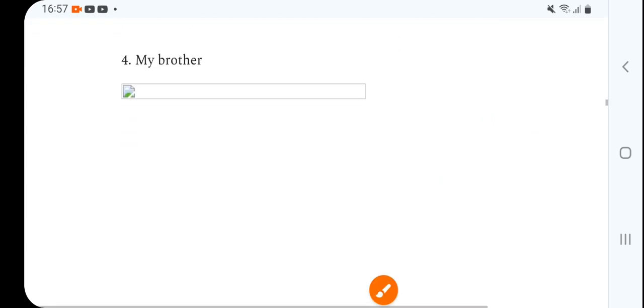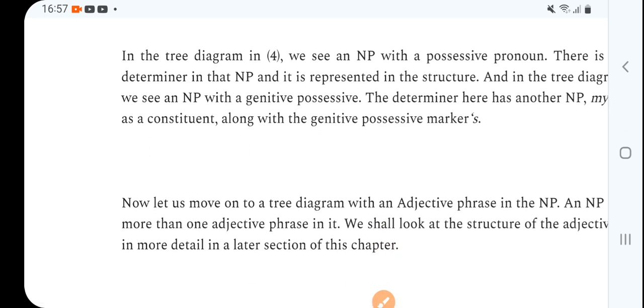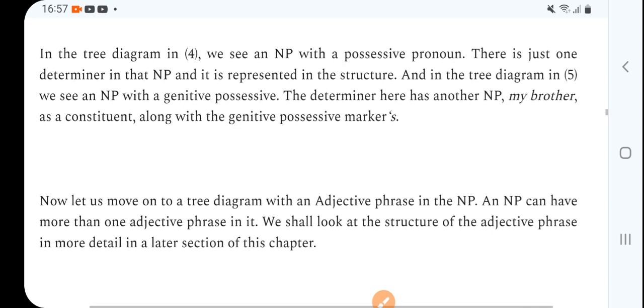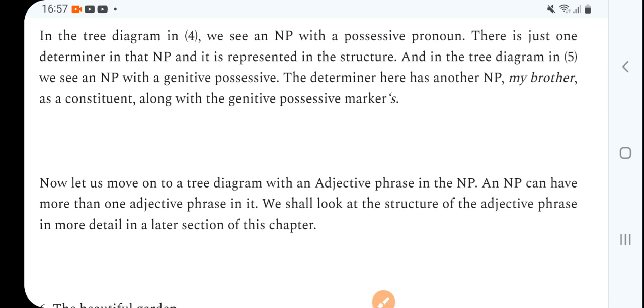Okay. Now, in tree diagram 4, we can see the noun phrase with a possessive pronoun. There is just one determiner in the noun phrase and it is represented in the structure, and in tree diagram 5, sorry, we cannot see the tree diagram here.